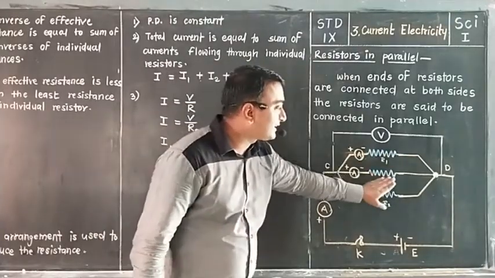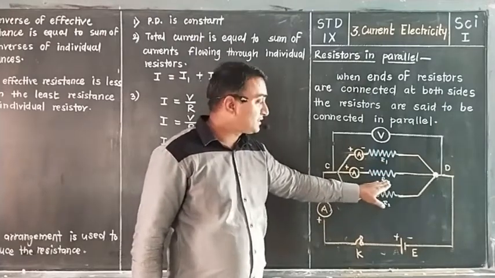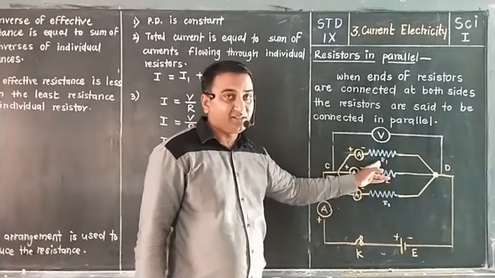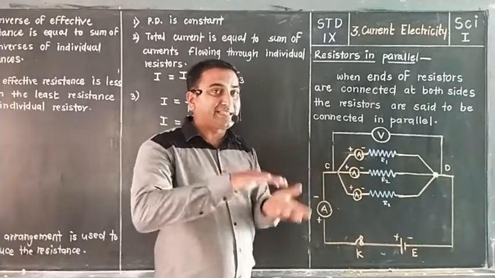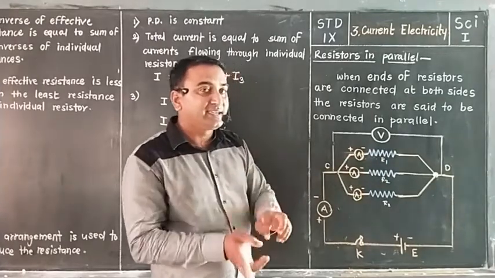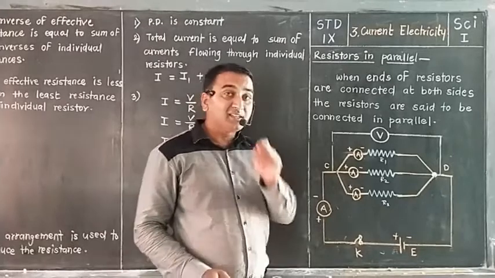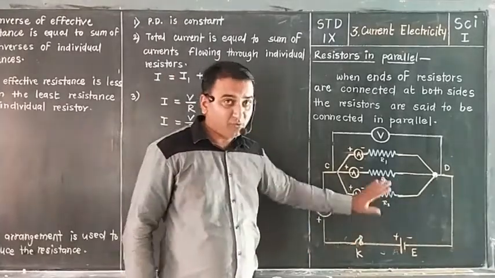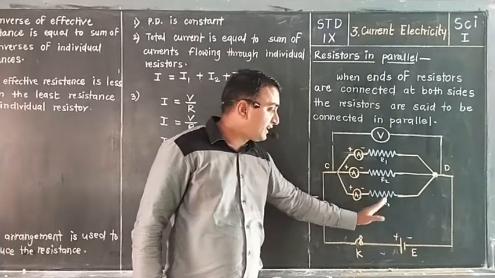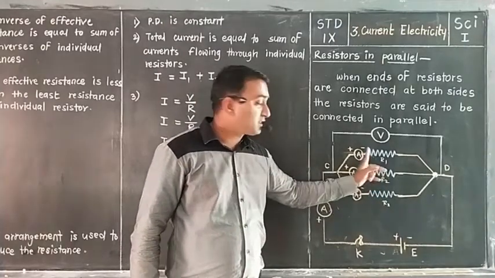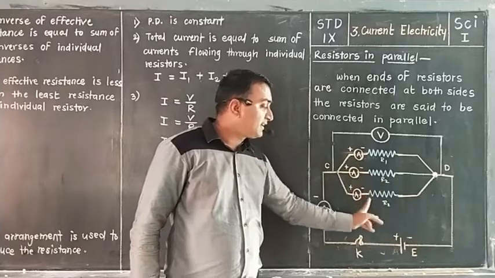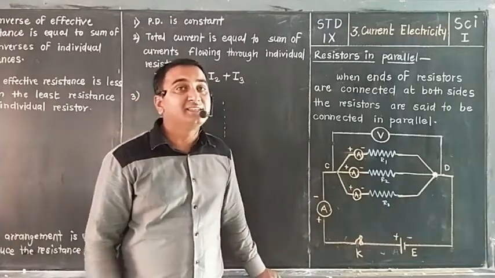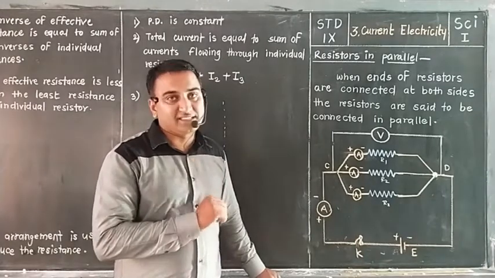Then current decreases in R2, because R2's resistance is more than R1. So as resistance increases, definitely current decreases. And which is the highest resistance? That is R3, that is 5 ohm, for example. So definitely current in the first wire, current in the second wire, and current in the third wire get changed because of the change in resistance of the resistors.